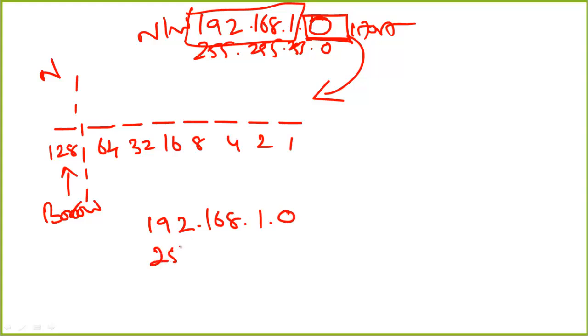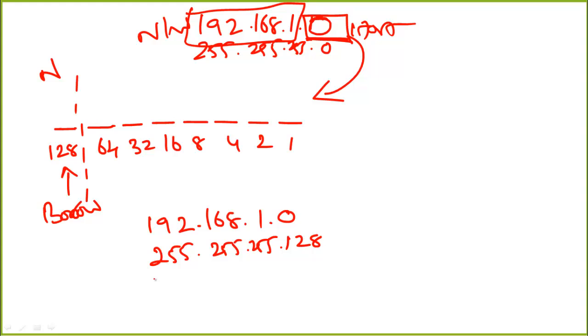Earlier my subnet mask was 255.255.255. Now I have borrowed one bit. What is the position value for that particular bit? 128. So my subnet mask will become 128. So with subnet mask 128, it is understood that I have one more bit allocated towards the network.